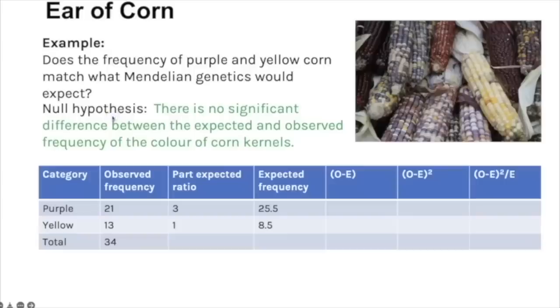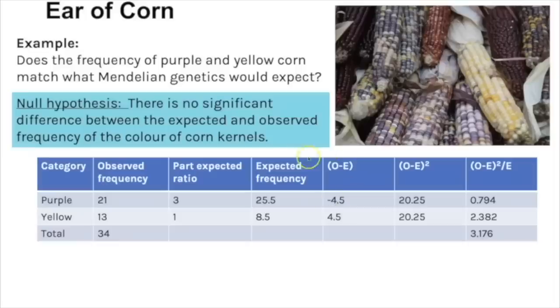And what we'd first have to do is convert the ratio, which is what we use in the Punnett square, into an actual expected frequency. So this is what was observed. So the total number of corn was 34. So if we have a 3-to-1 ratio is what we expect, the frequency that we would expect from that value would be 25.5 and 8.5. We would then do our observed minus expected. We square that, divide that by the expected, and we get our chi-squared value.